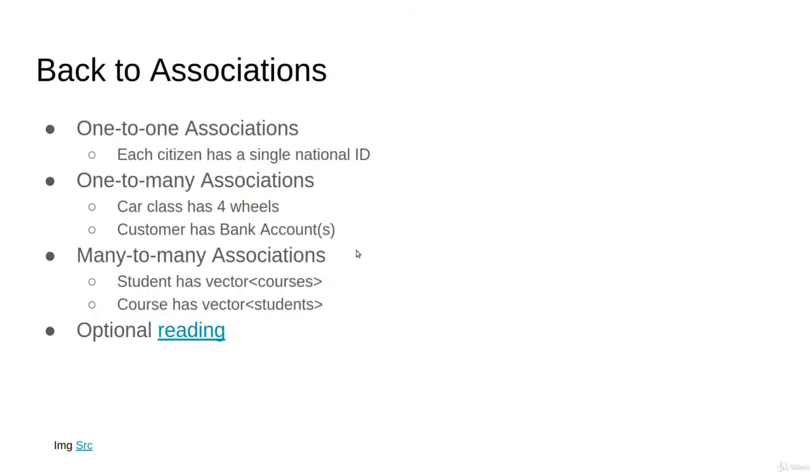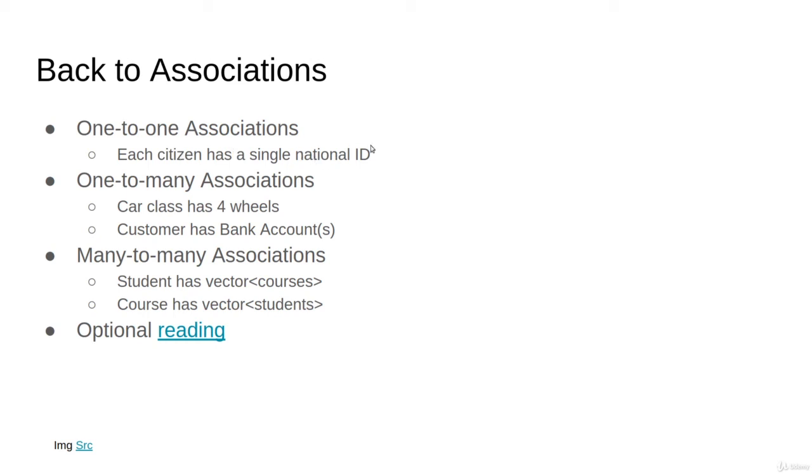Let's go back to the associations. There is also one interesting meaning here. There are 3 types of associations: one-to-one, one-to-many, and many-to-many. In a one-to-one relationship, there is only one instance of this class related to one instance of that class. Let's say that you have a class for a citizen and a class for a national ID. Each citizen has only a single ID.